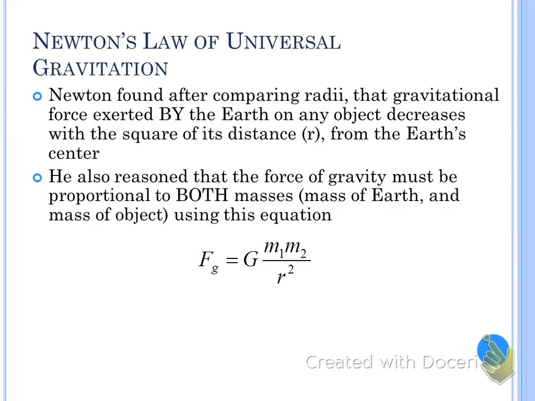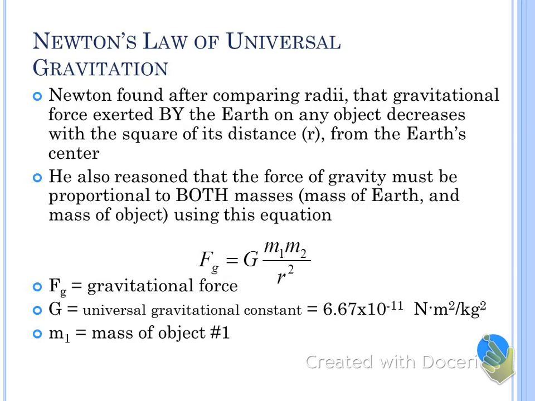So he started looking at the masses of two objects, how they compare, the distance between them, how they compare, and he started looking at the force due to gravity. Okay, he reasoned that the force due to gravity must be proportional to both masses, mass of the Earth and mass of the object, using this equation. Okay, so he formulated this equation knowing that for an object on the Earth's surface, the mass of the Earth has to be one object, and the mass of the object is the second. The radius here, or r, is the distance between those two objects.